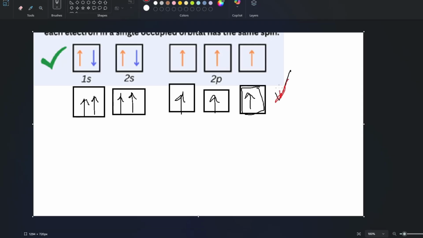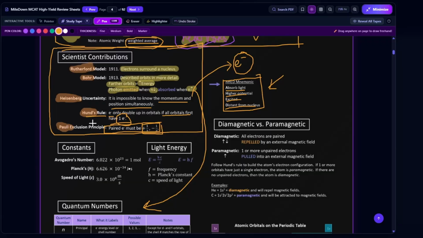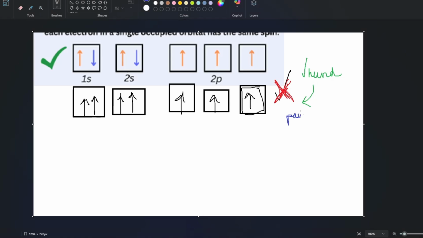It's wrong. Okay, this is wrong. It's actually fine for Hund's rule. Technically, under Hund's rule alone, it's correct. But if you also follow the Pauli exclusion principle, you're going to have this.